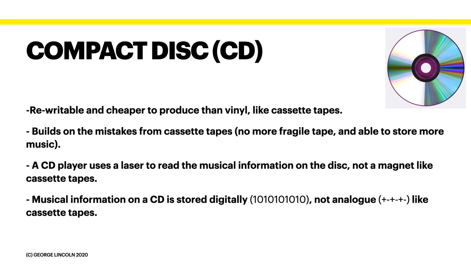Now on to compact discs or CDs. CDs, like cassette tapes, were rewritable and cheaper to produce than vinyl. However, they also build on the mistakes that cassette tapes made. So, no more fragile tape, and CDs could store more music than cassette tapes could. A CD player uses a laser to read the musical information on the disc and not a magnet like cassette tapes. Musical information on a CD is stored digitally and not analog like cassette tapes.